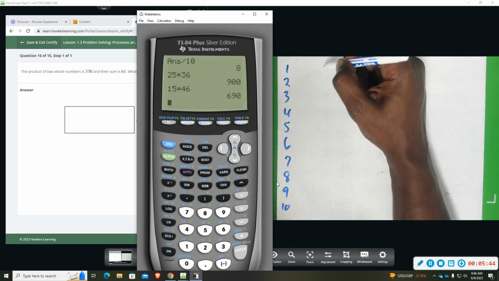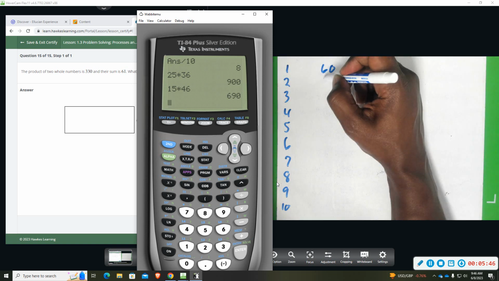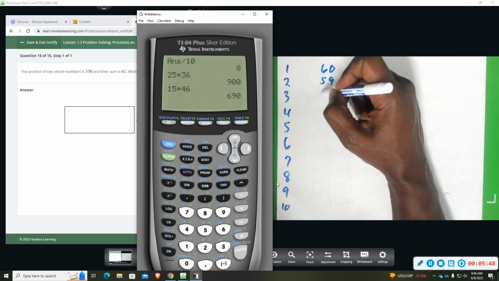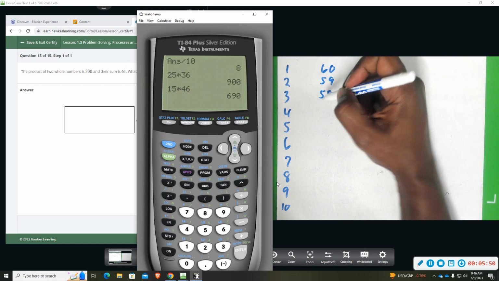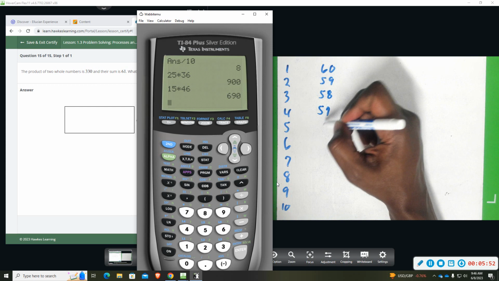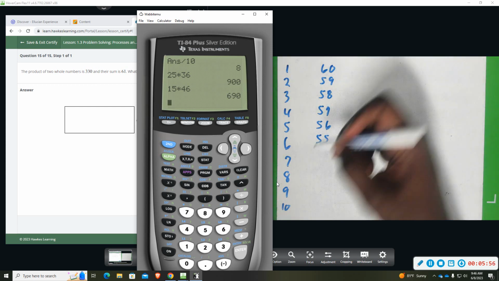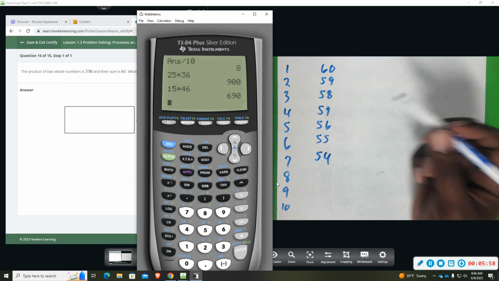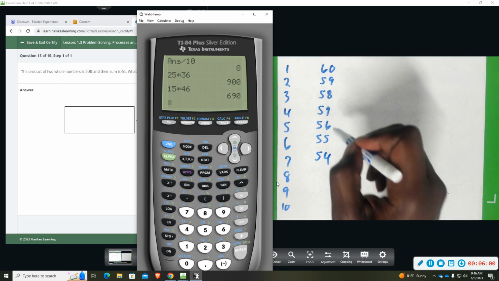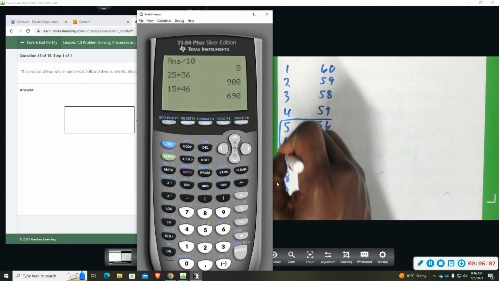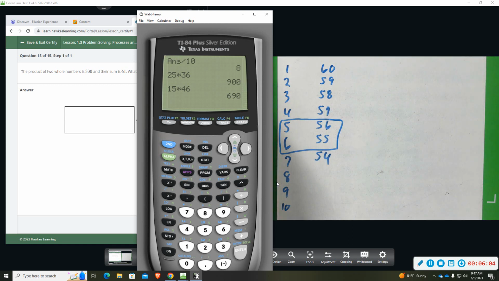So that means this would be 60, 59, 58, 57, 56, 55. So I'm going to look at these multiples of 5. Since the number ends in 0, I'm going to be checking out 5 and 56, 6 and 55, see if those get us there.